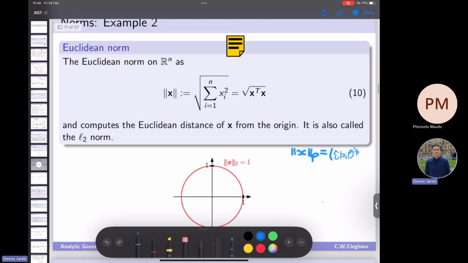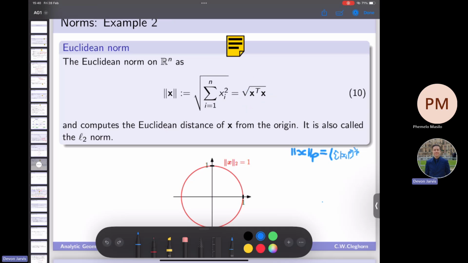Secondly, the L2 norm is known as the Euclidean norm, and this is the one most of you are probably familiar with from Pythagoras in school. In this case, you square all the elements of your vector, add all those squares up, and then after that, you square root it.